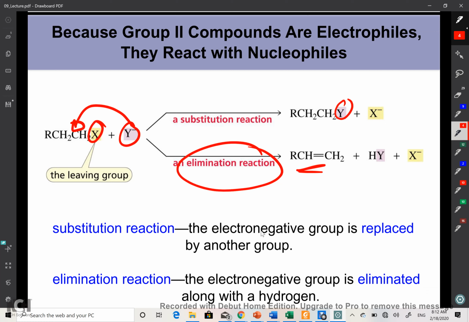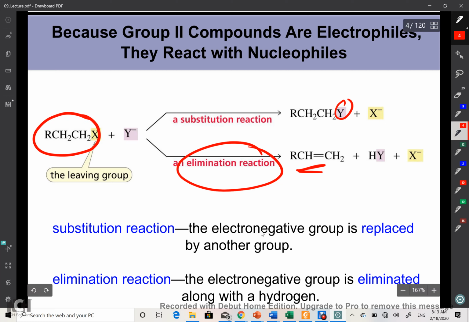What can be a possible problem here? What can be a possible problem? Any idea? Two things can happen. You can either have a substitution or an elimination. The possible problem is a competition. Do you see that?